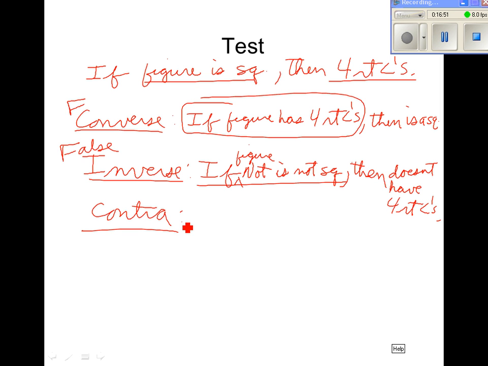Is that true or false? It's true. If it doesn't have four right angles, so you got this shape. I draw a shape on my hand here, and I tell you, it doesn't have four right angles. It's a circle. So it can't be a square, can it? So that's got to be a true statement.